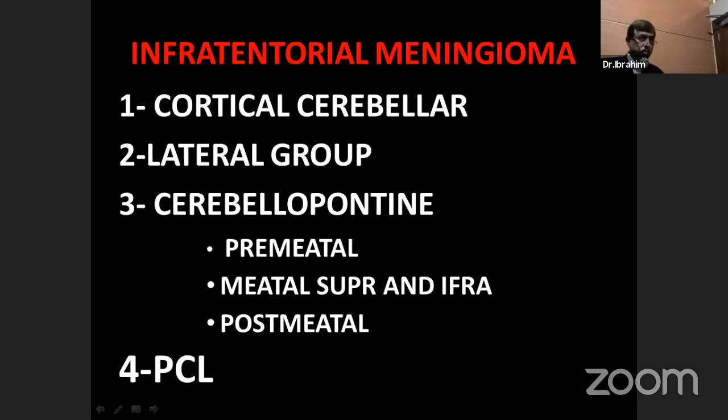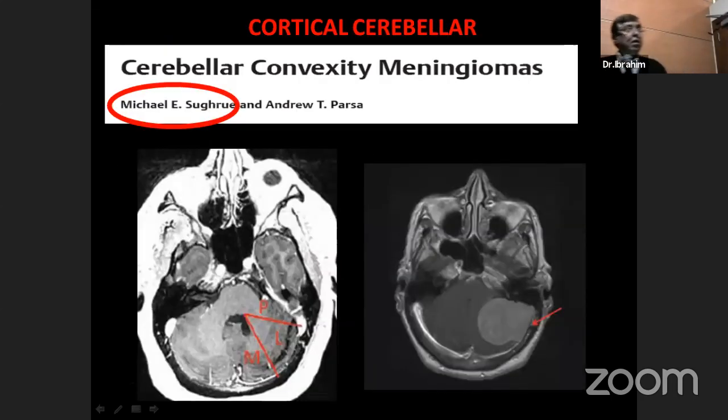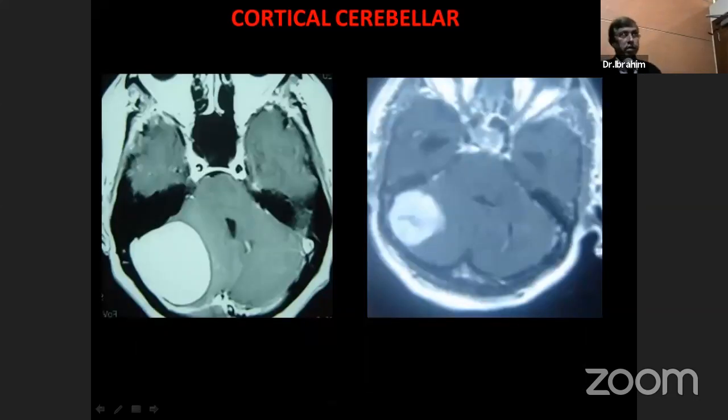So there's a huge difference between petroclival and cerebellopontine meningiomas. In the Arab world, in the third world countries, these are all amalgamated into meningioma of the cerebellopontine angle, which is wrong. Cerebellar convexity meningioma. This is convexity meningioma. This is a paper by Michael Sergel from San Francisco. This is called, it's not petroclival, it is cortical. So even the nomenclature is not correct. This is cortical, these are my cases. This is cortex, so cortical meningioma, superficial.